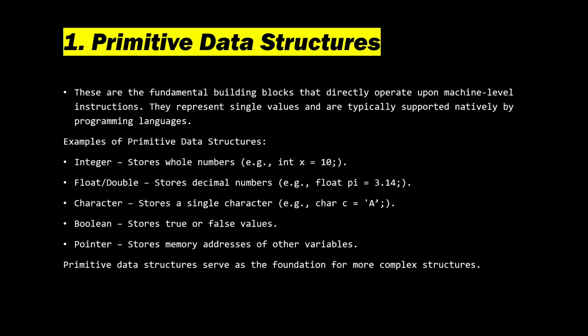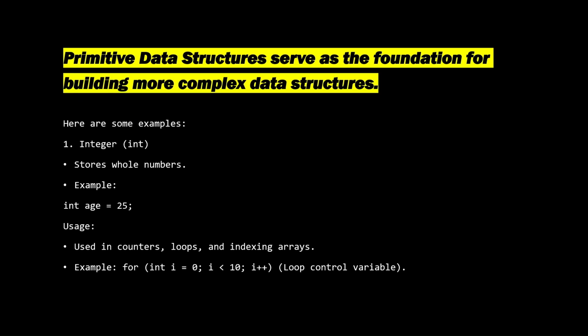Pointers. In computing, a pointer is a variable that stores the memory address of another variable, allowing you to directly access and manipulate data stored at that location. Primitive data structures serve as the foundation for building more complex data structures.